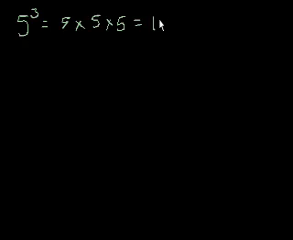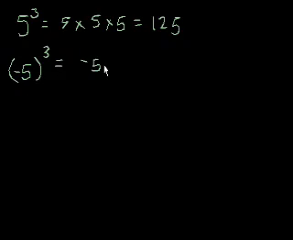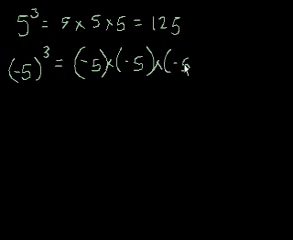If I asked you what 5 to the third power is, well, that's equivalent to 5 times 5 times 5, which equals 125. Similarly, if I were to ask you what negative 5 to the third power is, that would be negative 5 times negative 5 times negative 5, which would be negative 125.